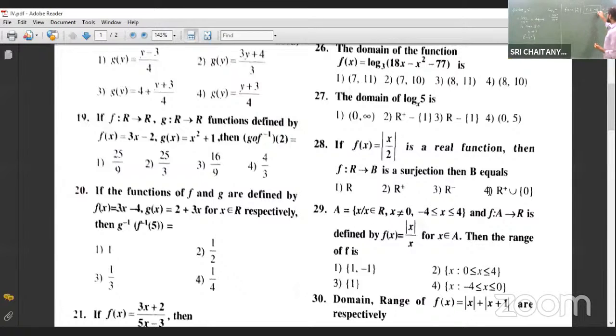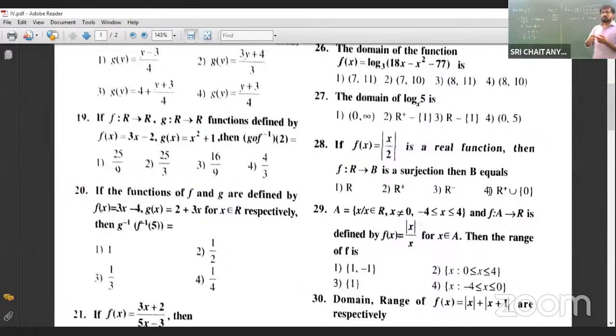That means the codomain is equal to B. Codomain, capital B, is equal to range. Then it is said to be a surjective function. Then what is the range of this one? Whatever you substitute, the domain is R, capital R. What will be the range?